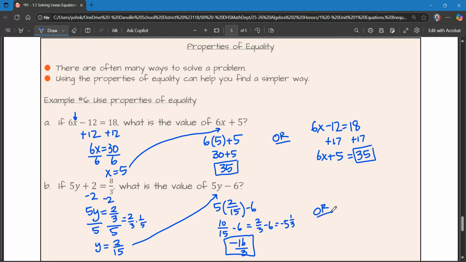If you think about it the other way, rewrite the original problem, 5y plus 2 equals 8/3. Now keep in mind you want minus 6. So what do I have to do to the 2 to get negative 6? Well, if I subtract 8, 2 minus 8, that does give me negative 6. So I have to subtract 8 on the other side. That gives me 5y minus 6 equals, and 8/3 minus 8 is negative 16/3 if you find a common denominator and subtract.